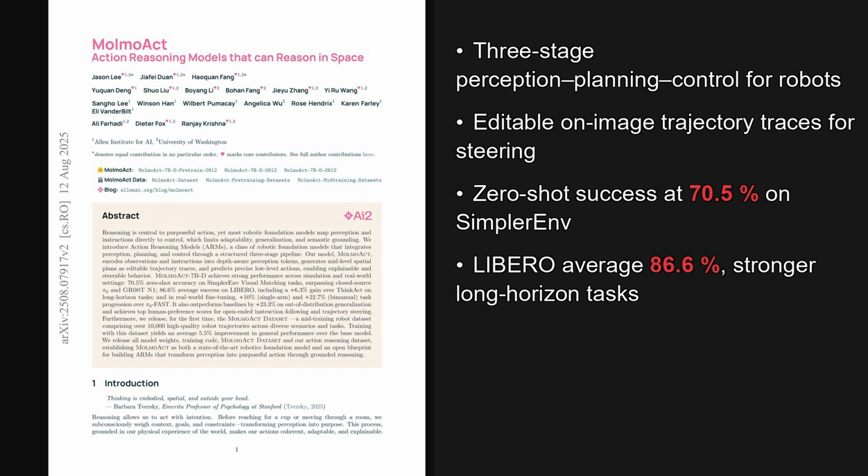The paper is titled MolmoAct, Action Reasoning Models That Can Reason in Space. And as we will see later, the implications for real robot control are significant. Beyond benchmarks, the team releases an open dataset and model weights that boost generalization and cut training cost.